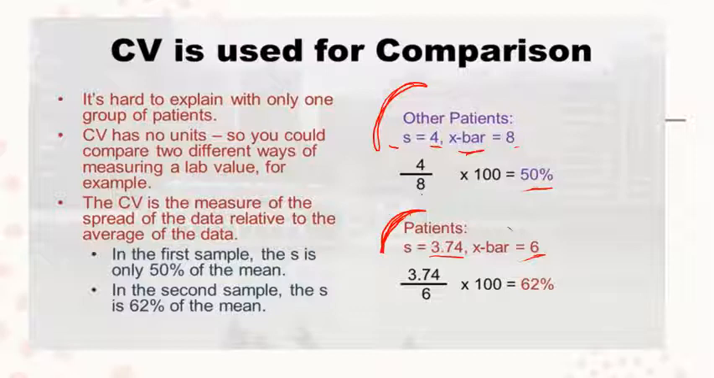3.74 divided by 6, and then we'll multiply that by 100. Okay, and then we end up getting 62%. So what's the difference between these two coefficients of variation? Well, basically, since this is a higher proportion than this, it happened because the standard deviation here is larger in proportion to the mean. That's why we ended up getting 62%.